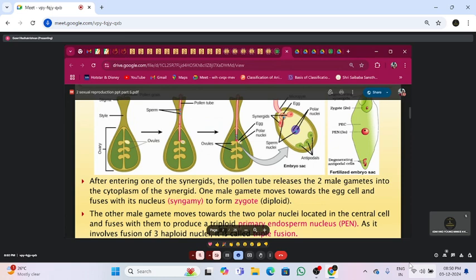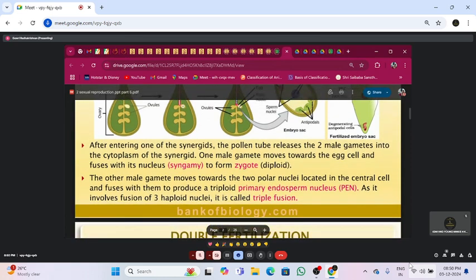The egg cell is multiplied and produced by meiosis, so that is also haploid. What will happen is the fusion of one of the male gametes with the egg cell, which is called syngamy, to form the zygote. The zygote is two haploid cells fused, so it becomes a diploid cell.